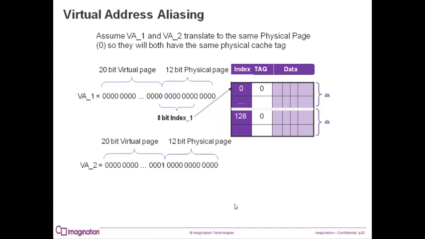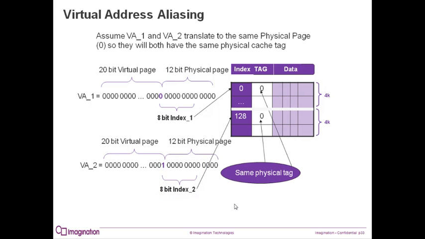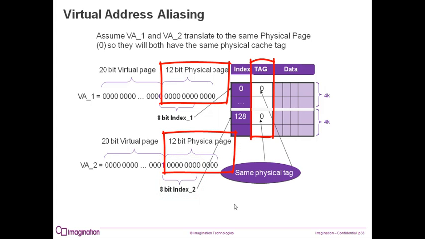Now let's look at a second virtual address. The 20 bits of virtual address translated by the TLB is translated to physical address 0. The cache index of 8 bits, bits 5 through 12, for this address will index into 128. Both indexes end up with the same physical tag.